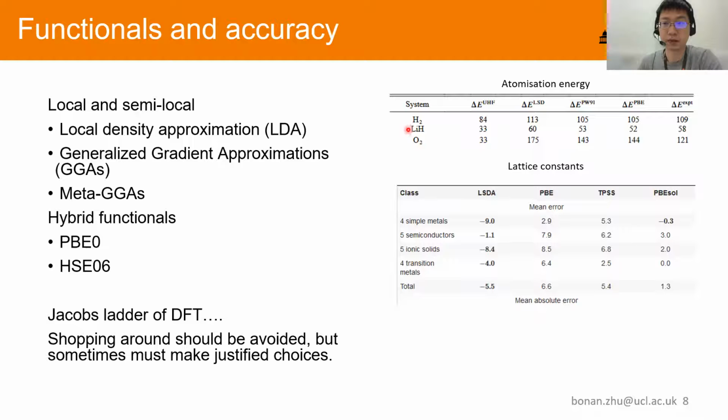For example, the agreement for hydrogen is quite good, a hydrogen molecule, but for oxygen, it's overbinding the oxygen molecule. They also tend to give slightly different lattice constants, but it's not a big problem. So sometimes you have to choose the right functional. Shopping around should be avoided, but if you can justify the choices, those are still valid choices.